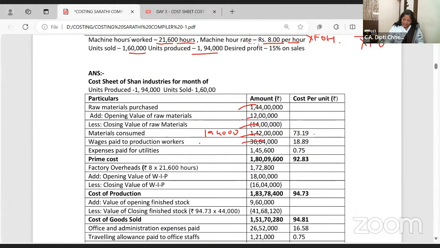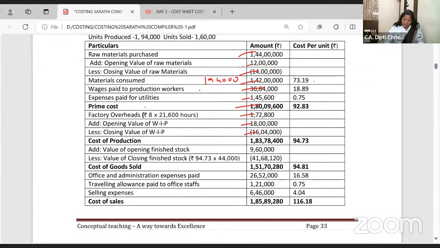Wages diya hai. Expenses for utilities are direct expenses. You are getting prime cost. Add factory overhead. Opening work in progress, closing work in progress. You are getting cost of the production. Add opening finished goods. You can directly divide here. In this much cost, you have produced 1,94,000 units.